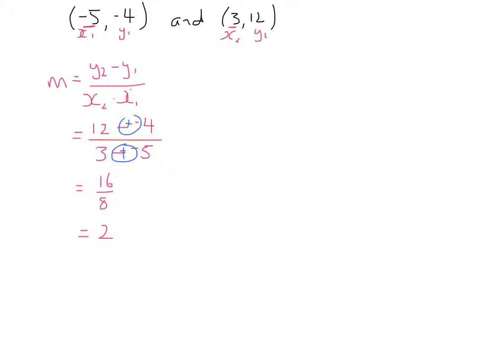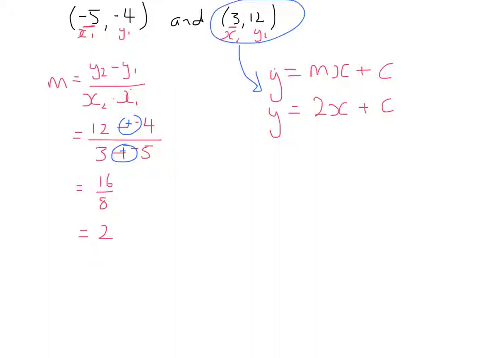So what we can do now is we get our equation, general rule, y equals mx plus c. We've just found out the gradient, so y equals 2x plus c. And I now pick one of the two sets of coordinates and substitute the values in. So what I think I might do is I'll use this one here and we'll substitute those values in for x and y. So 12 is equal to 2 by 3 plus c, or 12 is equal to 6 plus c. Now what I'll do is I'll take away 6 from both sides.